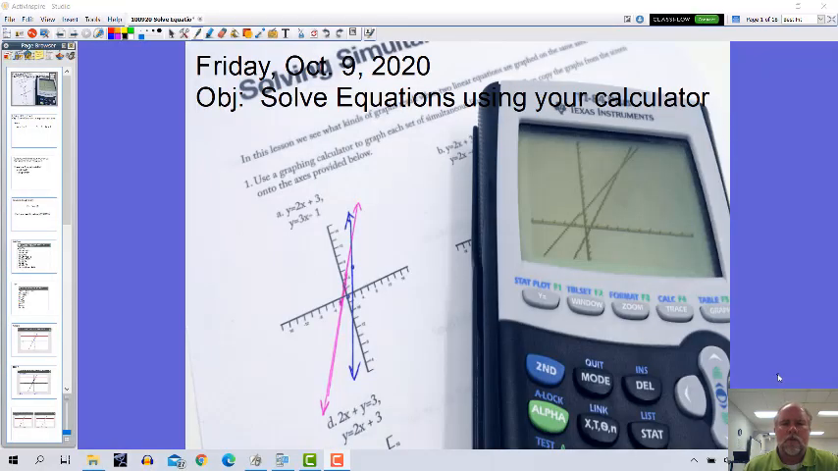Hello students, today we're going to be solving equations using our calculator. Okay, so today is actually kind of a fun day, but we need to make sure that we understand how to do solving equations without the calculator before we can actually understand the calculator.